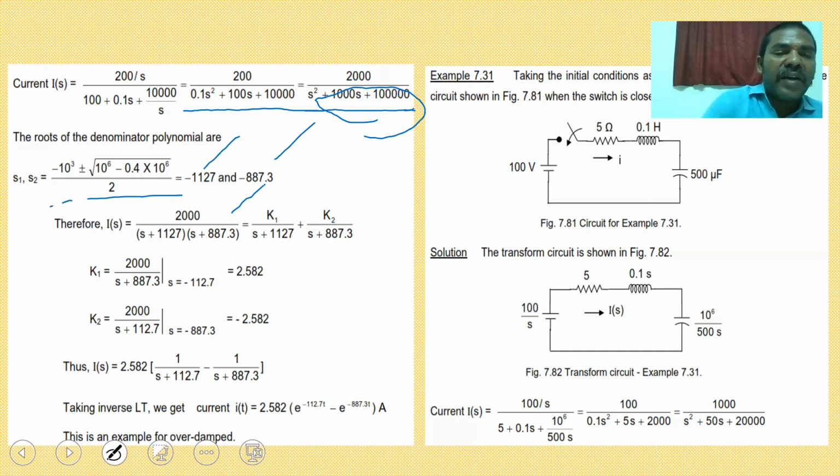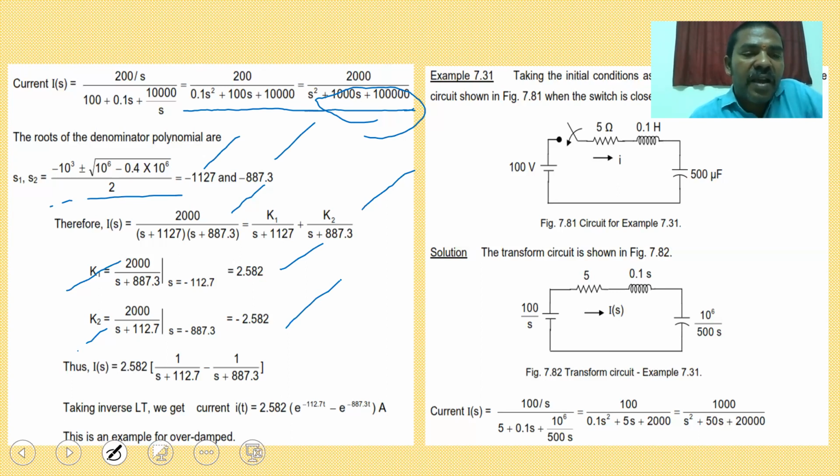Then I of S is equal to 2000 divided by S plus 1127 into S plus 887.3. So finally the partial fractions K1 by S plus 1127 plus K2 divided by S plus 887.3. So find the residues by multiplying I of S by the same factor and substituting S equal to the root values. So by substituting that, the K1 value is 2.582 and K2 value is minus 2.582. So it is equal and opposite.